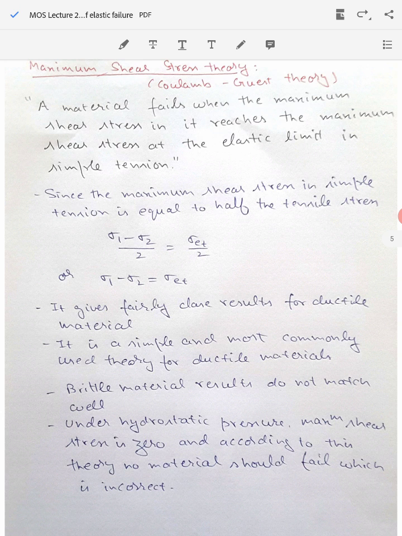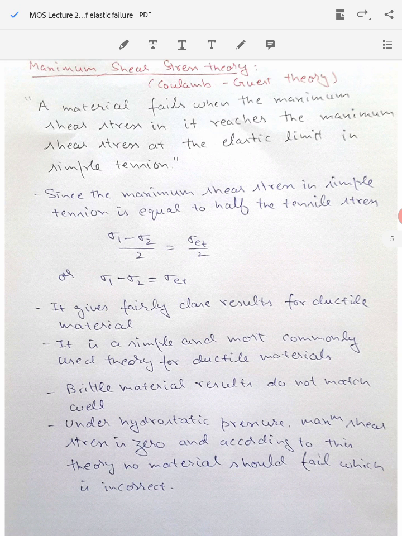So sigma et by 2 will be the value of maximum shear stress in case of simple tension, and if the value of the maximum shear stress that you have calculated becomes greater than or equal to sigma et by 2, then the component will fail. You must have remembered the Mohr circle, and we talked about that. If you calculate the maximum shear stress, how are you going to do that? Please go again and have a look at how we calculate tau max in the case of complex state of stress, that means a biaxial state of stress, including the shear stress.